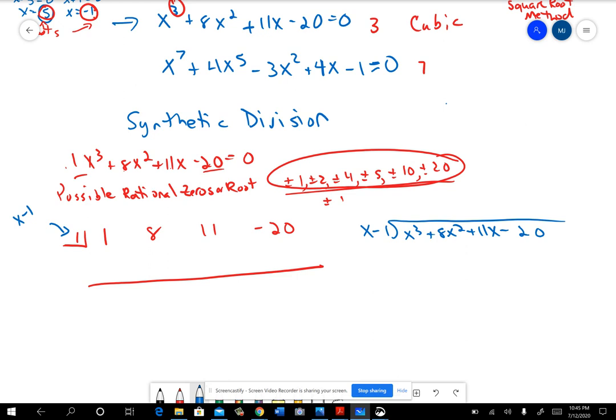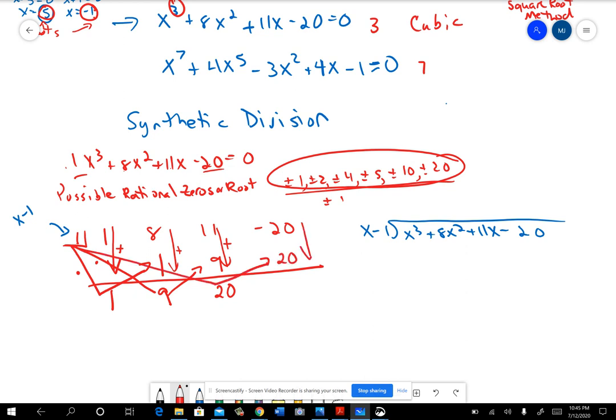So when we do this, here's how the process works. You bring down the first number. A lot of people mess that up. Always bring down that first number. Then when you pick up what's in the box, you're going to be multiplying. So these are always a multiplying step. This is always an adding step. 1 times 1 is 1. You write it right there under the next number. Whenever you go straight down, you're adding. So that would be 9. Then you're going to multiply 1 times 9, and that's going to go right here. Then you add straight down, which will give you 20, and then 1 times 20, write it right here, and then add straight down, and you got the 0.